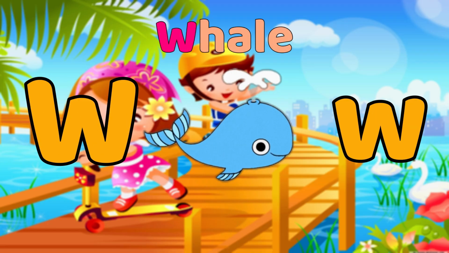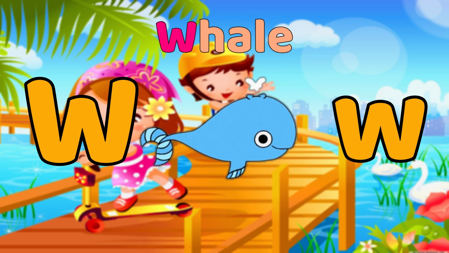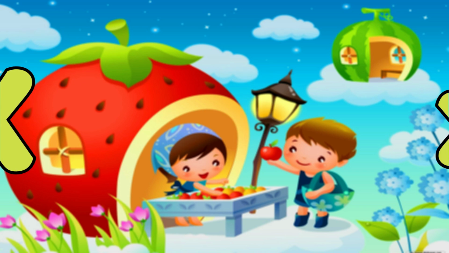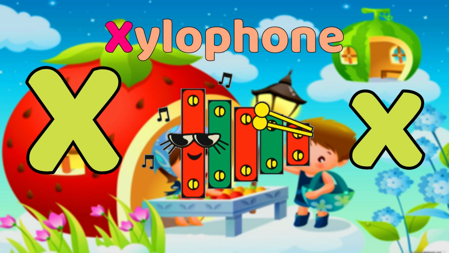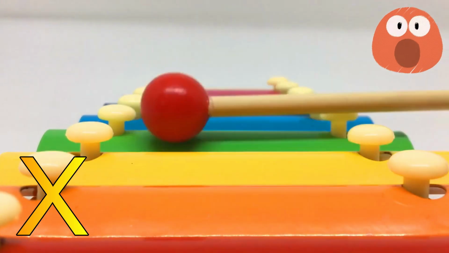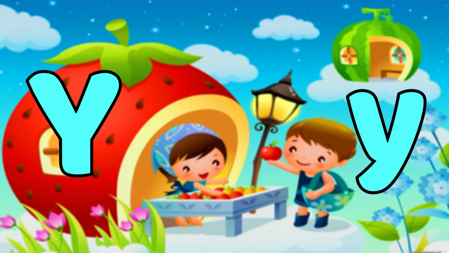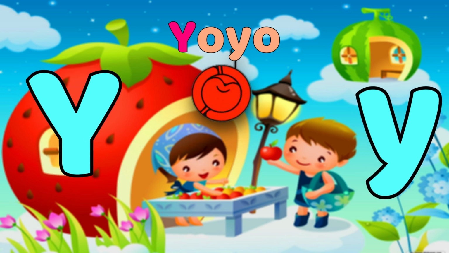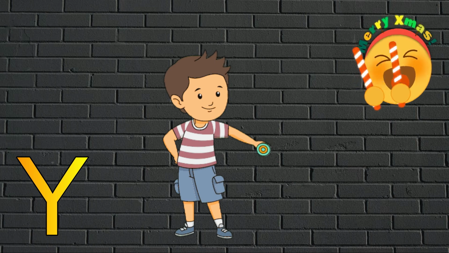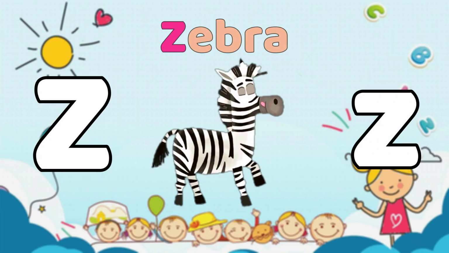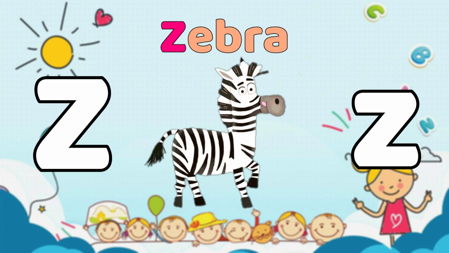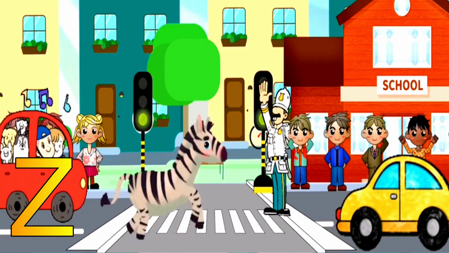W is for whale, w, w, whale, W, whale. X is for xylophone, z, z, xylophone. Y is for yo-yo, y, y, yo-yo, Y, yo-yo. Z is for zebra, z, z, zebra, Z, zebra.